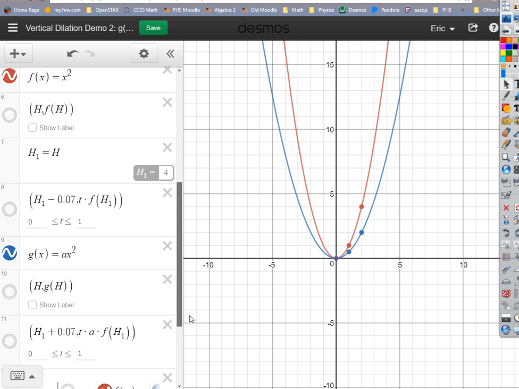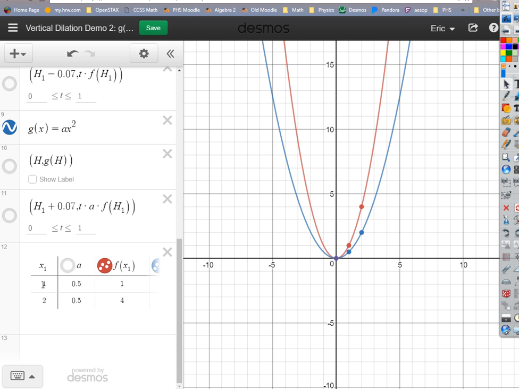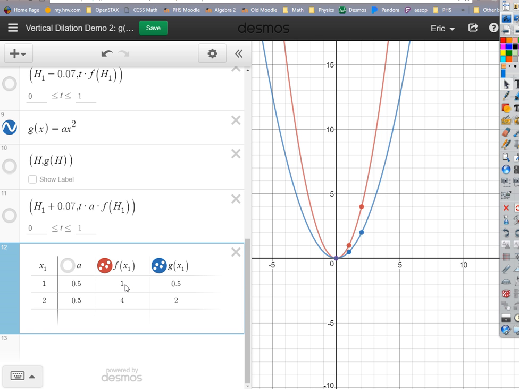So if we choose values in our table, when we have a horizontal distance of 1, what's our parent vertical distance? 1, right? If we have 2, it's 4. If we put in 3, it's 9. If we put in 4, it's 16. And there they are. There are the points. Over 1, up 1. Over 2, up 4. Over 3, up 9. Over 4, up 16, right?